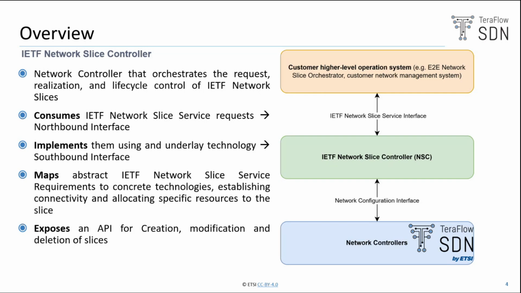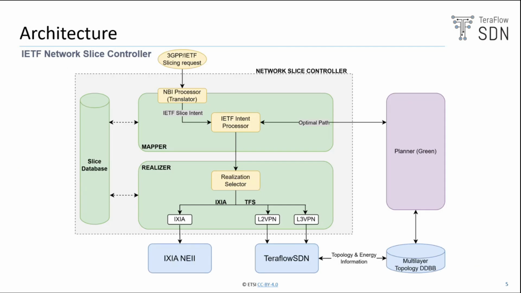It maps these requirements to concrete technologies, and it establishes connectivity and allocates specific resources to the slices, and then it implements them through underlay technology network controllers such as the TeraFlowSDN controller. It also exposes an API for creation, modification, and deletion of slices. This is the current architecture right now at release 6.